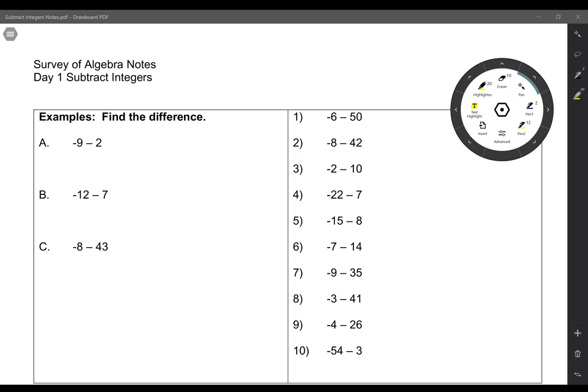Survey of Algebra. This is day 1, subtract integers. So this is just a short notes thing to get us used to this idea of subtracting, and we're going to talk about different strategies for subtracting as well.